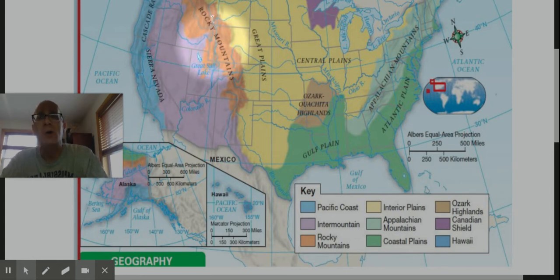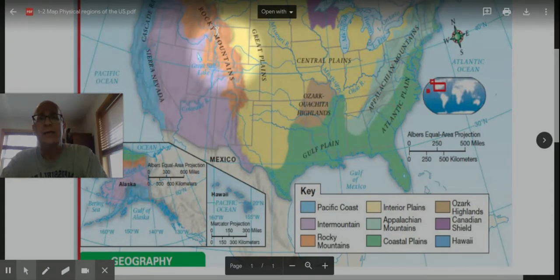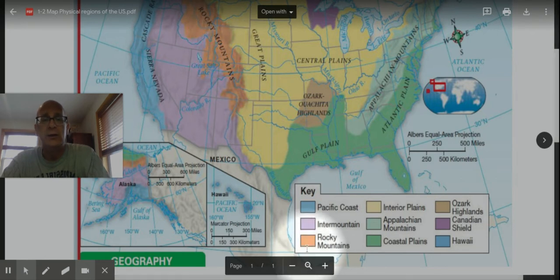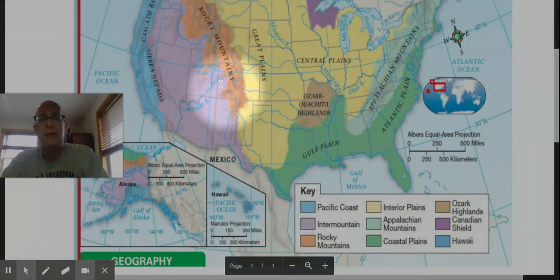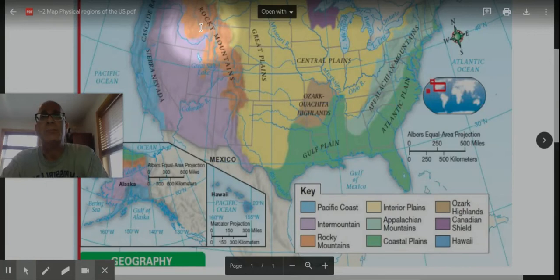The Rocky Mountains are situated to the east of the Intermountain region. You see the Rocky Mountains right here. The Rocky Mountains stretch from Alaska, okay, in the north, down into the western United States, and they contain some of the highest peaks in North America. If you look at the map key here, the orange shade on the map key represents the Rocky Mountains.